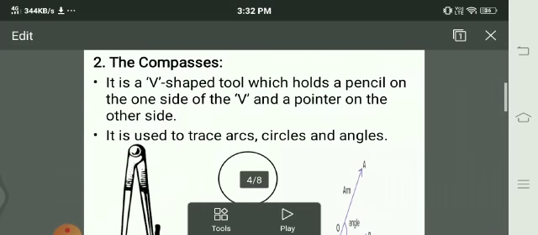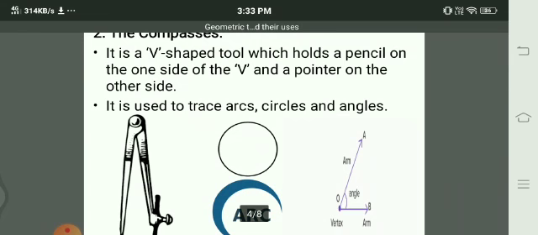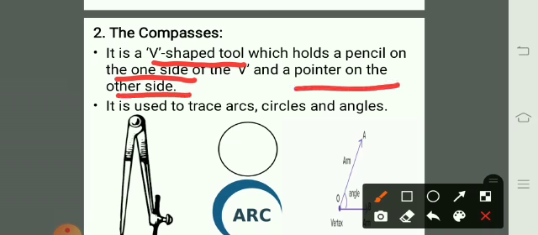It is called a compass. Now, next one: if you observe the shape of this tool, the compass, it is a V shape. Next, I am reading this: it's a V-shaped tool which holds a pencil on one side and a pointer on the other side. It is used to what?